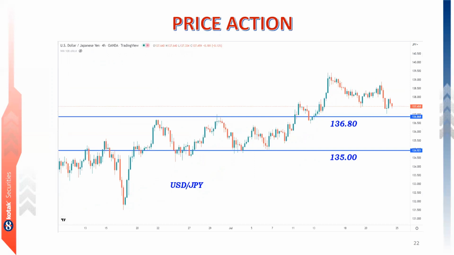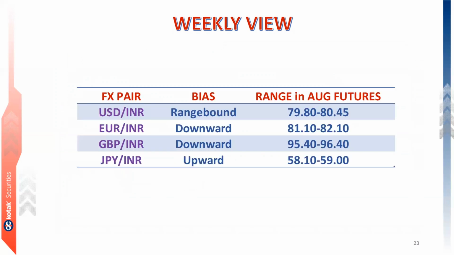We have to understand that when USD JPY goes down, assuming USD INR is in a range, yen INR goes up. Because JPY INR is basically a combination of two currency pairs, USD JPY and USD INR. So for this, USD JPY downward trend is positive for JPY INR. USD JPY upward trend is negative for JPY INR. Keep that in mind. To sum up, here are the levels on the August futures.